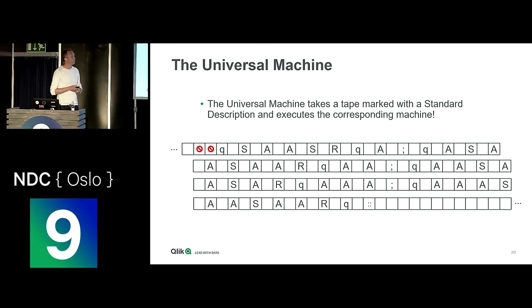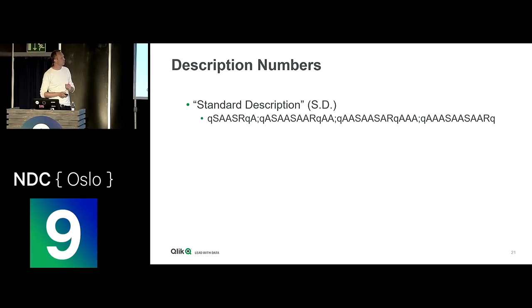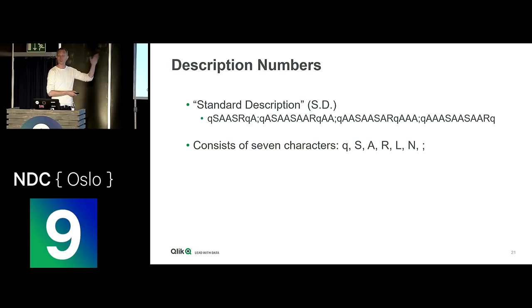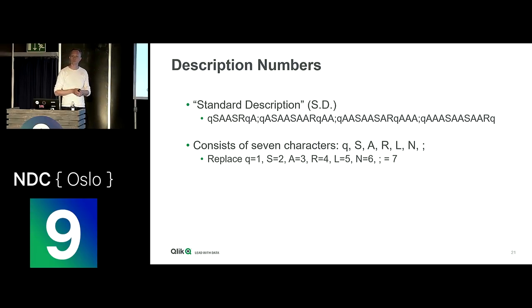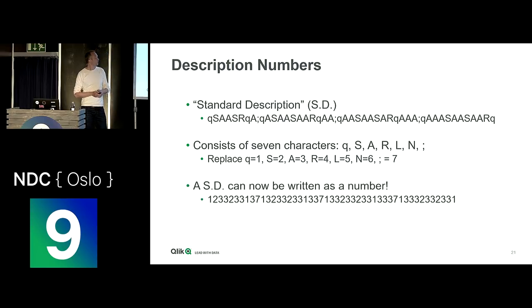Because now we are approaching some of the interesting parts within this. And that is, he will take this sequence here, this standard description, and he will do a transformation of this. So let's take those seven digits. This consists of only seven different characters, the whole description: Q, S, A, R, L, N, and semicolon. Let's take those characters and replace them by a digit instead. So take all the Q's, replace them by ones. All the S's, replace them by twos. If we do that, then we end up with this number.